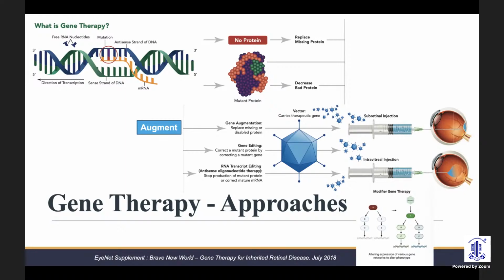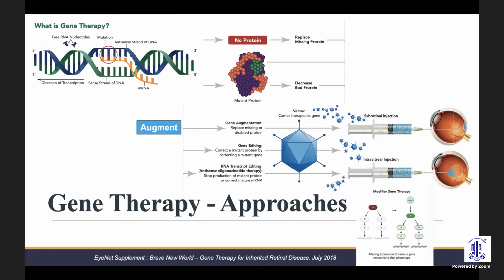And that is what Luxturna also uses, where you try and replace the defective gene with a normal copy. The viral vector takes that gene into the cells, inserts that normal copy into the cells without inserting itself, and then we hope that the normal function will return.